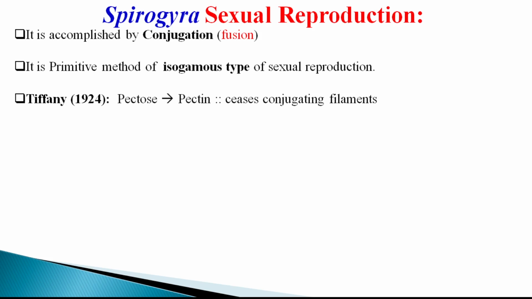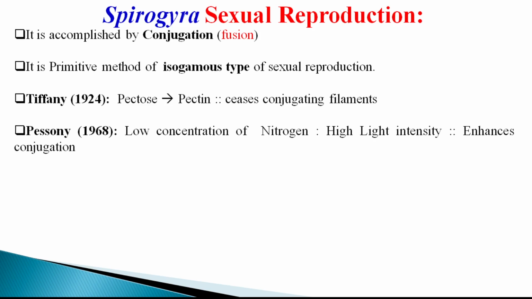According to phycologist Tiffany, certain changes take place in pectose, which is a part of the cell wall in Spirogyra. Pectose gets converted into a water soluble pectin compound, and such a water soluble pectin seizes the conjugation thread. So seizing of the conjugation thread takes place due to formation of pectin. In the view of Pesoni, lower concentration of nitrogen and high intensity of light enhance the conjugation process.